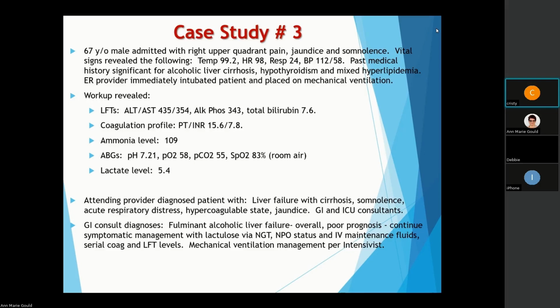And then possible encephalopathy, because the patient is somnolent, right? And also the ammonia level is quite high. It's 109. So everything's high. Poor patient. So what else?